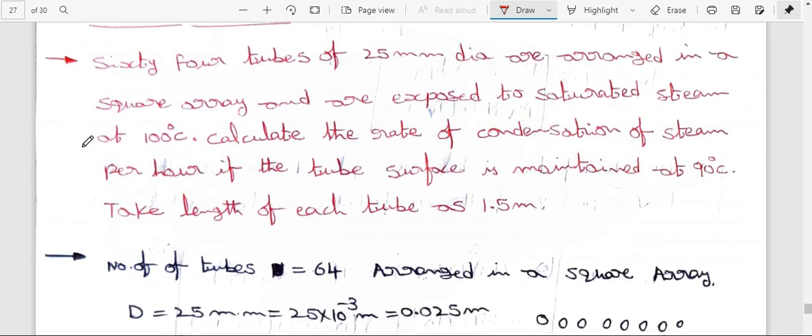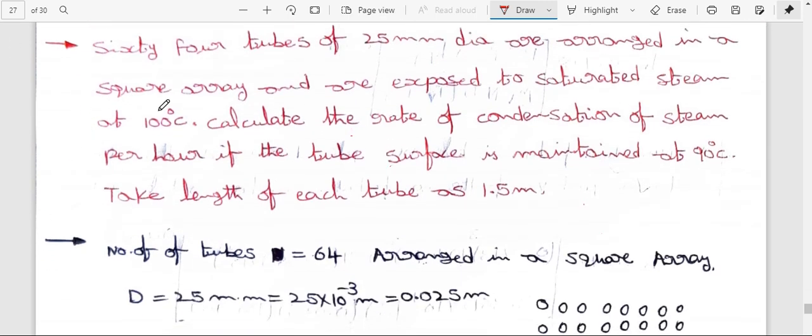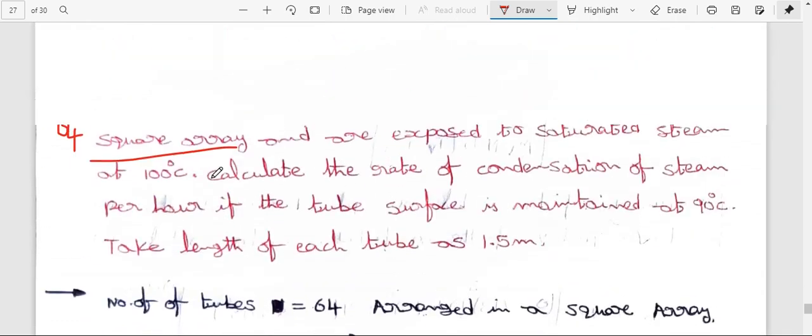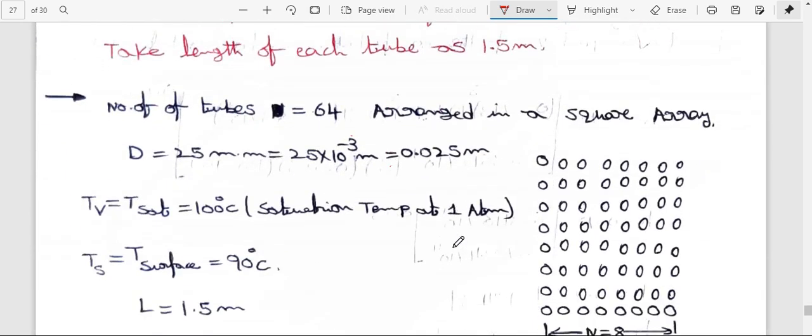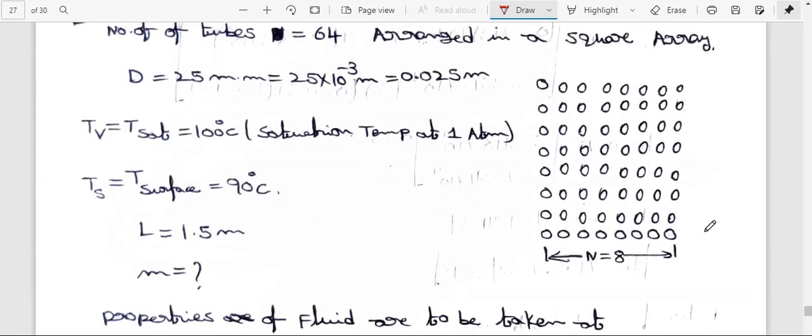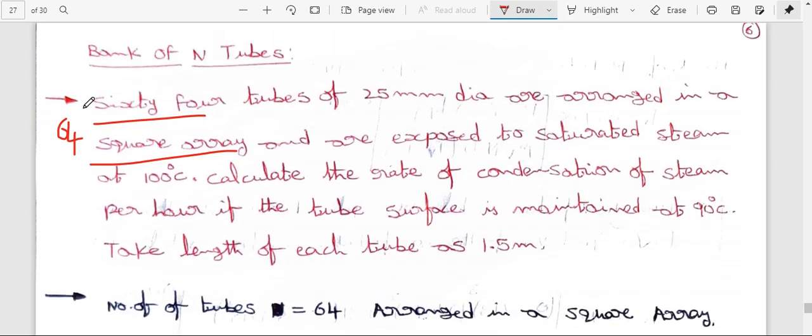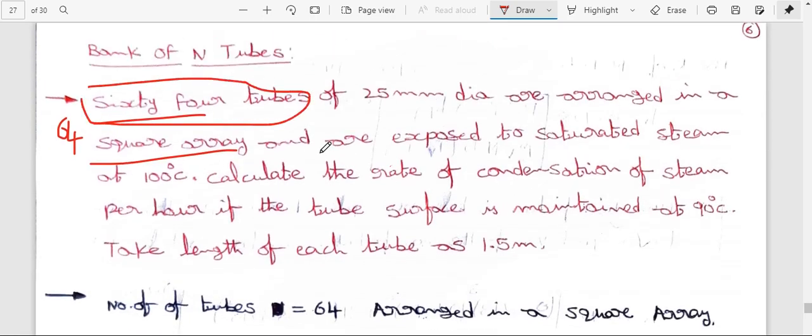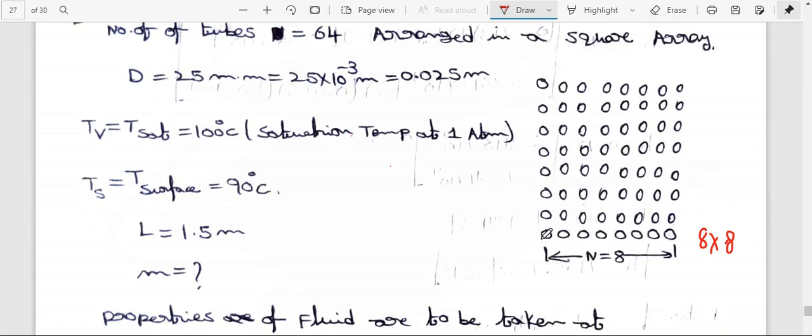Here I am taking one practical example. 64 tubes of 25 diameter are arranged in a square array. The square array means 8 by 8, that means 64 tubes arranged in a square array.